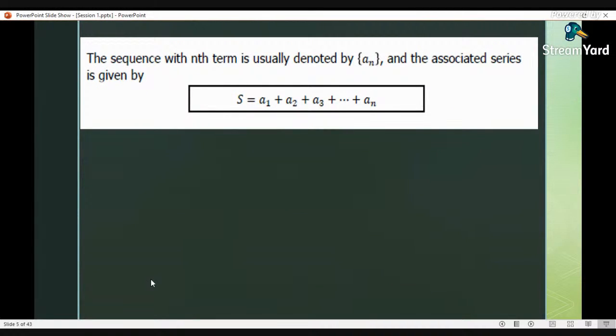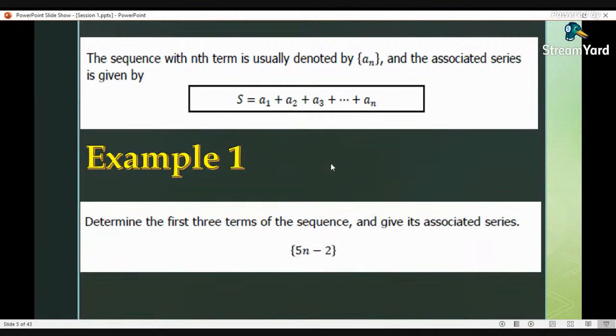Okay, so let's continue. For a sequence with nth term usually denoted by a sub n, the associated series is given by S equals a sub 1 plus a sub 2 plus a sub 3 and so on. So a sub n is the term, and the sum of the sequence is considered as the associated series.